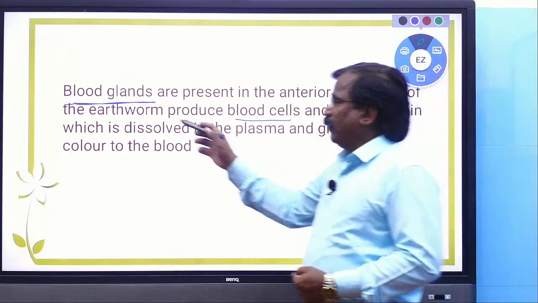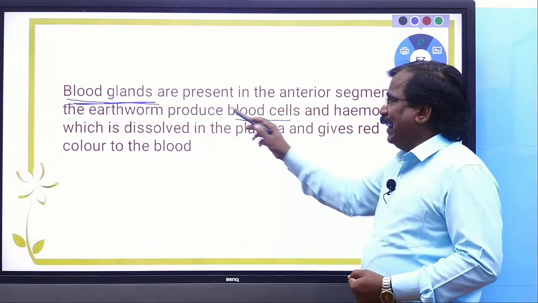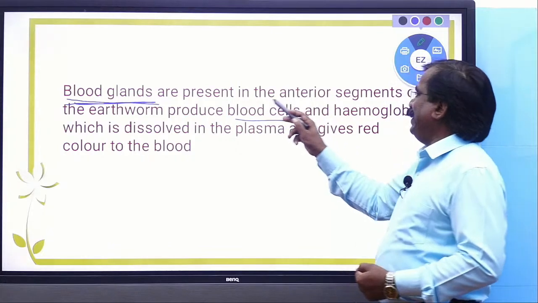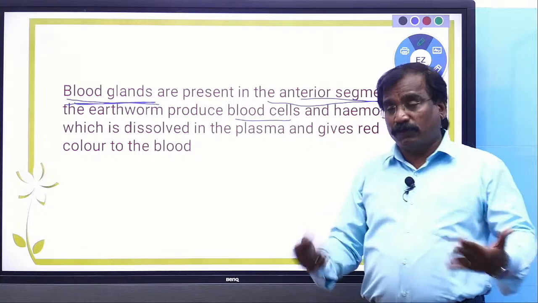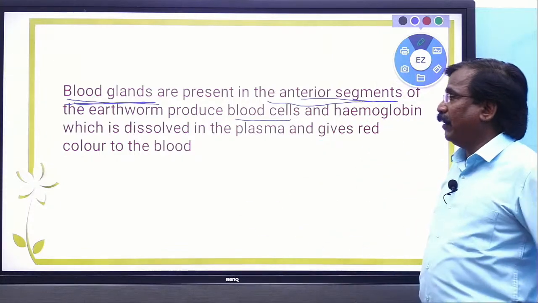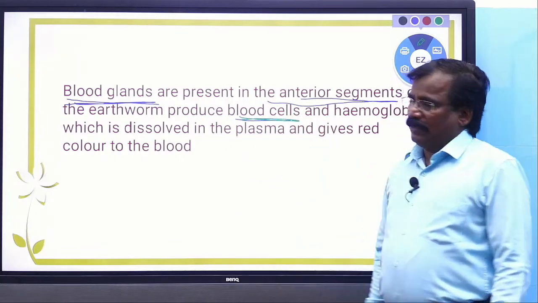But here in the earthworm there are glands that are called blood glands, located in the anterior segments of the earthworm. Certain specific glands are there that produce the blood cells.